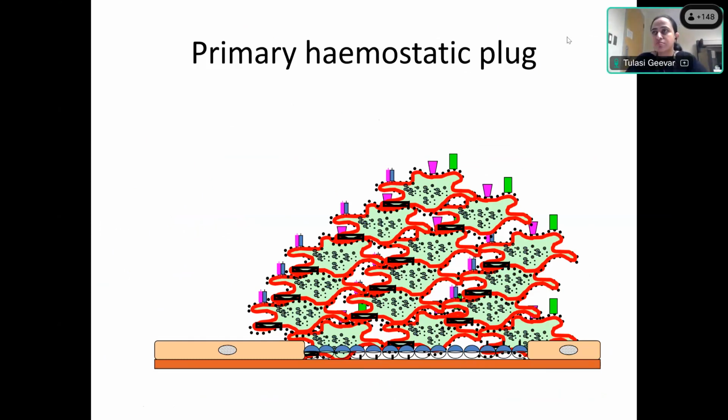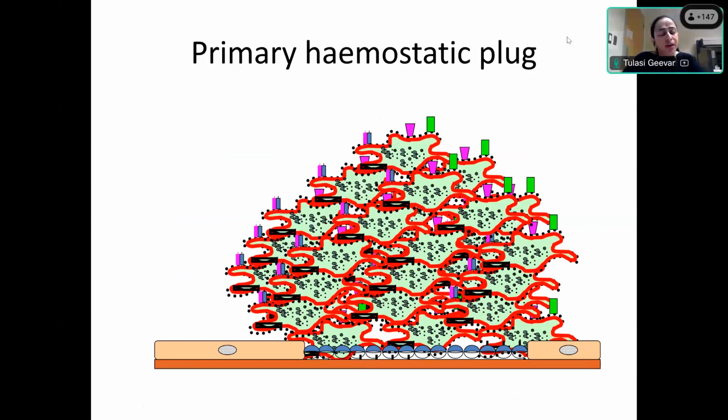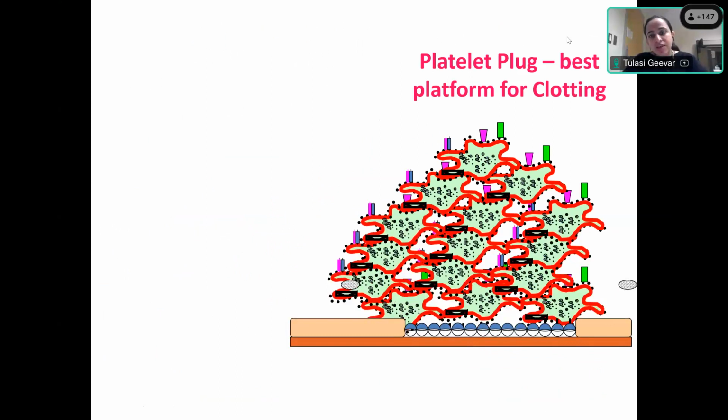So if you have a small cut and you try to fiddle with a clot, you see that the clot gets dislodged very easily, because this is not a very strong one until it is cemented by the stronger fibrin clot. So let's see what happens next. Now, the platelet plug is the best platform for clot formation because there's a lot of tissue factor in the near vicinity at the site of injury.